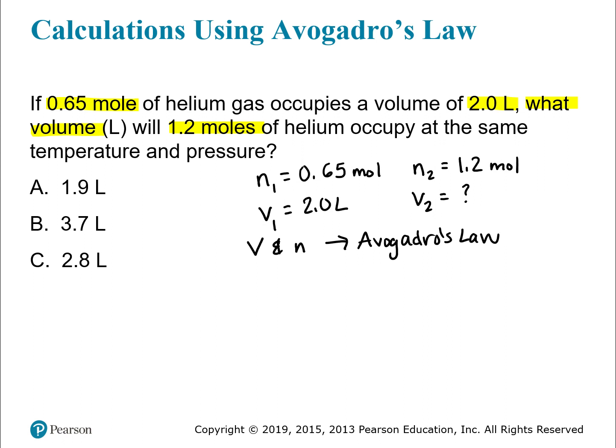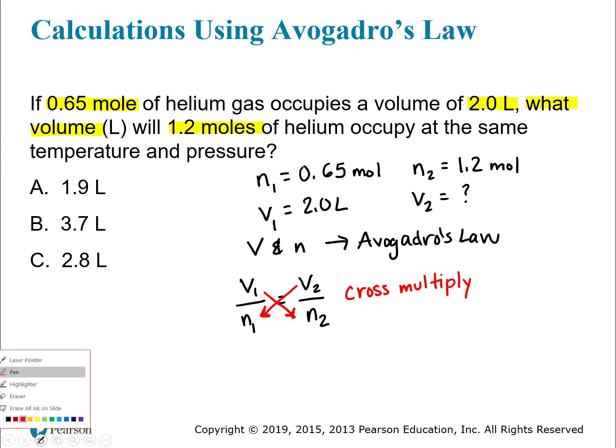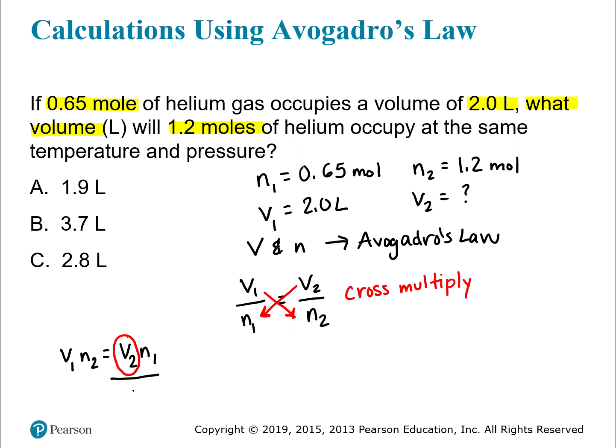Now, Avogadro may sound a little bit familiar. We talked about Avogadro's number in Chapter 7. Now we're talking about his law in Chapter 8. Cross multiply first. V1 times N2 and V2 times N1. We're trying to solve for V2. We get everything else away from V2. That means dividing by N1.